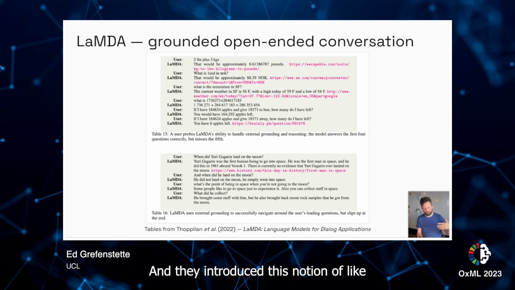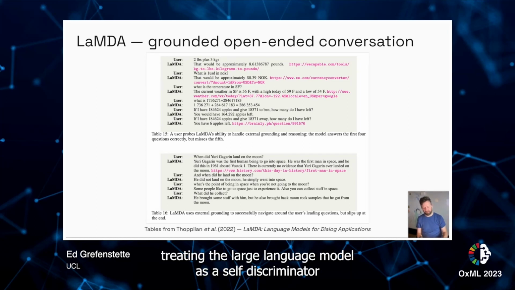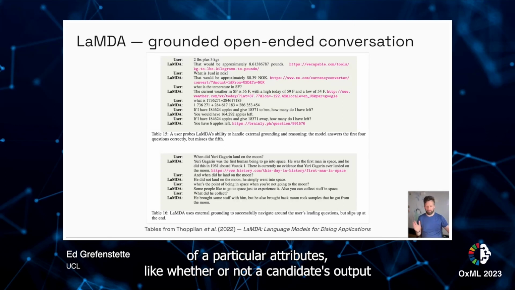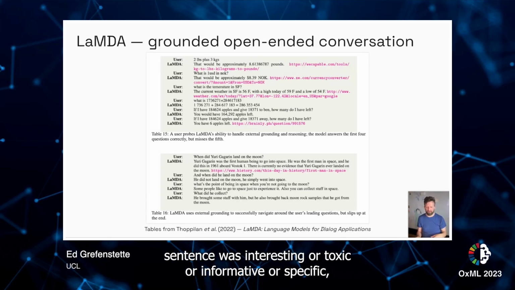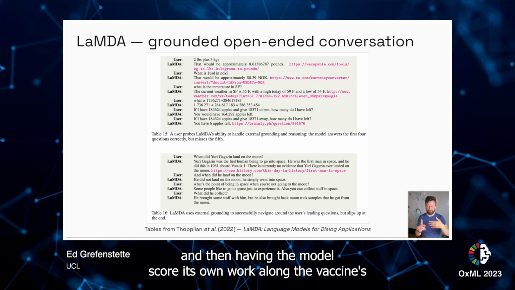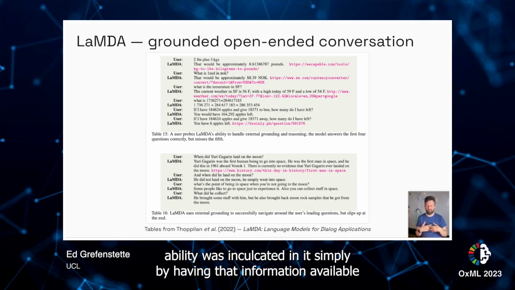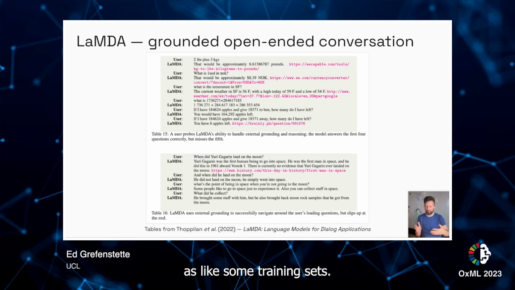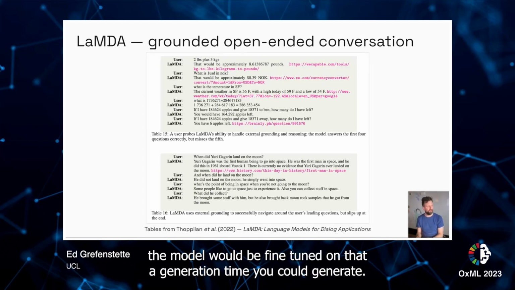And they introduced this notion of treating the large language model as a self-discriminator over particular attributes, like whether or not a candidate output sentence was interesting or toxic or informative or specific, and then having the model score its own work along these axes. And this ability was inculcated in it simply by having that information available as sub training sets that the model would be fine-tuned on.